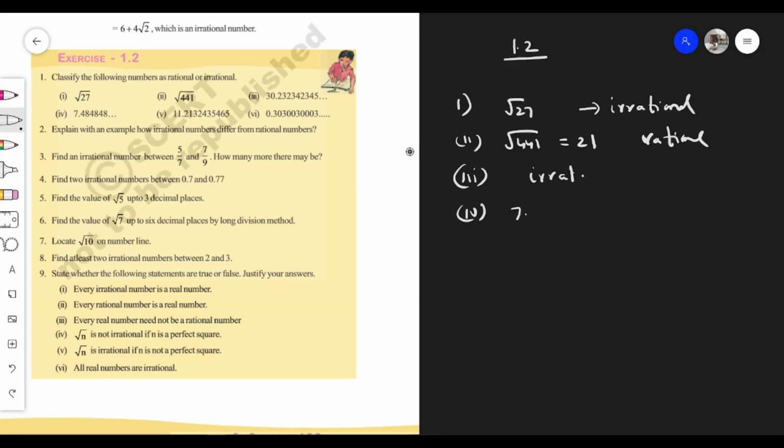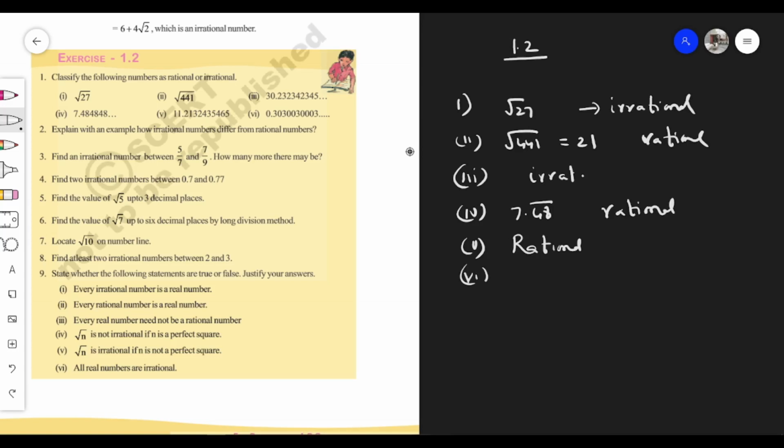And what about the fourth one? 7.484848. Okay, it looks as if a non-terminating repeating decimal. That's why it comes under the category of rational number, because we can write it in the form of p by q. And what about the fifth one? 11.2132435465. Stopped. Notice that it is stopped, terminated. So whatever is terminated is nothing but rational, because it can be easily converted into p by q form.